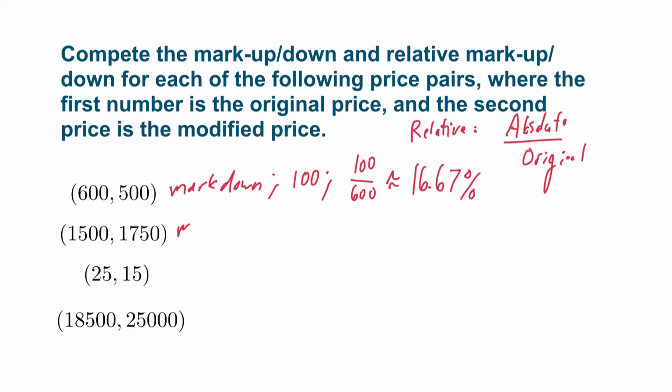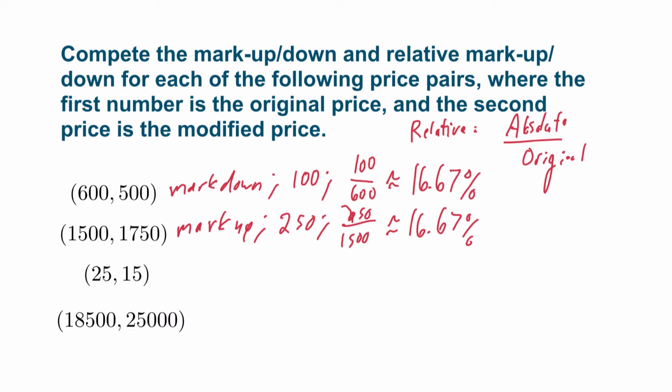In the next example, the original price was 1,500, going up to 1,750. In this case, we had a markup because the new price is greater than the old price. The absolute amount is 250, and the relative amount is 250 divided by the original of 1,500. So again, about 16.67%.